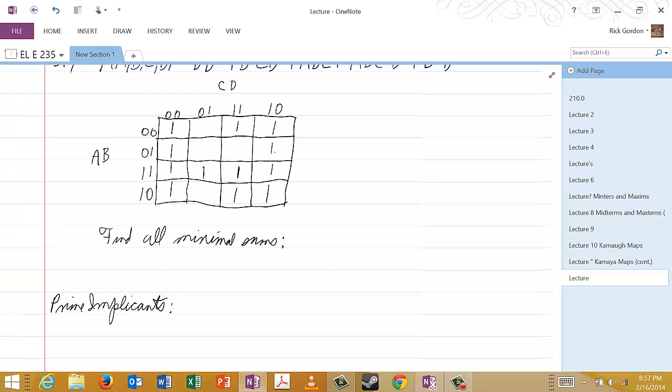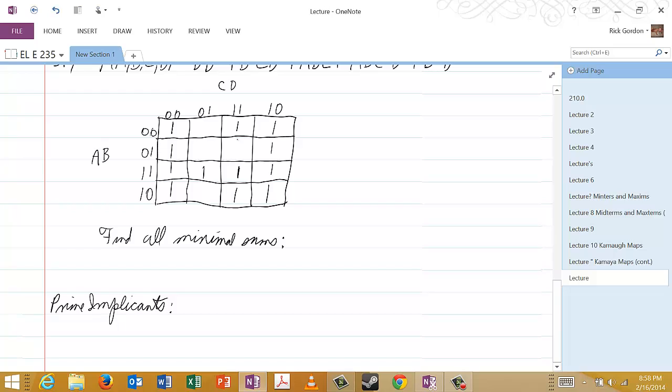So now we go to the next lower power of 2, which would be 8. Do we have any rectangular groupings of 8 1 cells? Well, we almost have one here. If this cell had a 1 in it, then the entire right side of the Karnaugh map would be a rectangular grouping of 8 1 cells. But, of course, we don't have a 1 there, so that doesn't count.